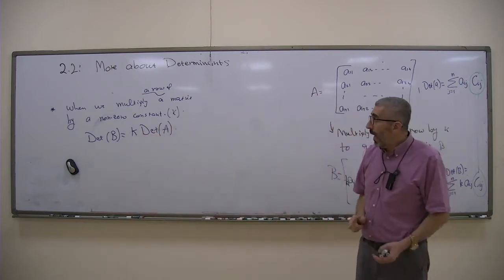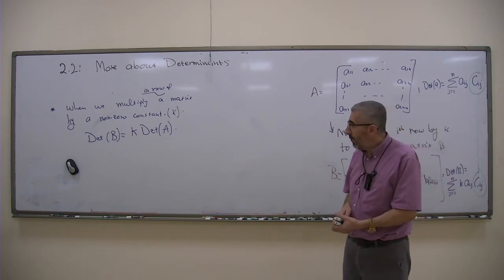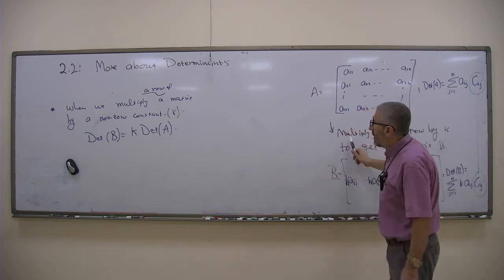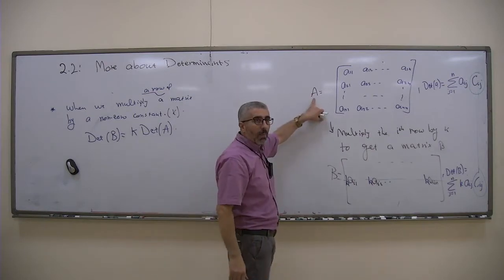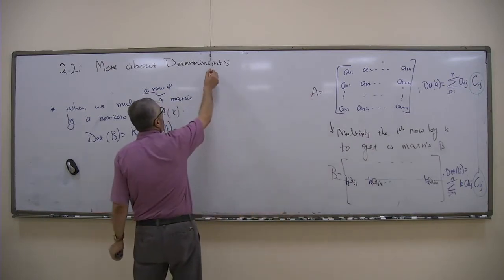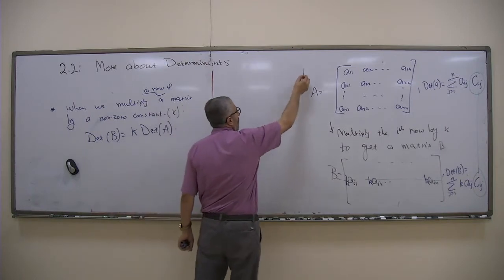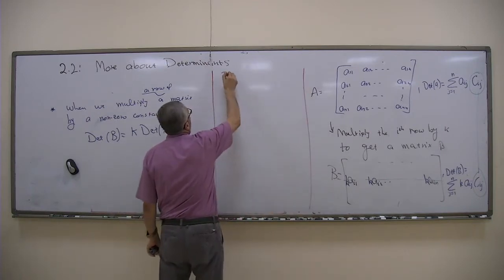Now, here I must emphasize the following. Doing this is different from multiplying a matrix by k. So here, important remark.